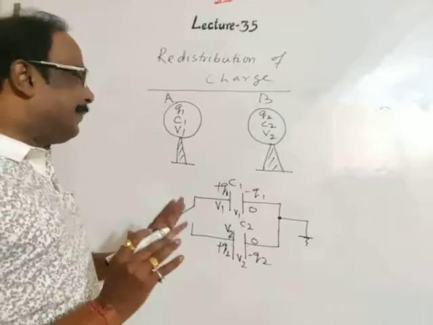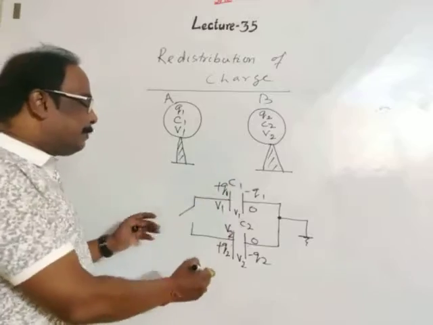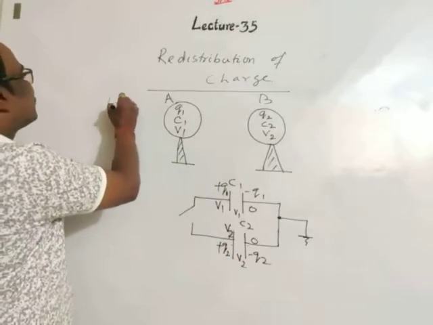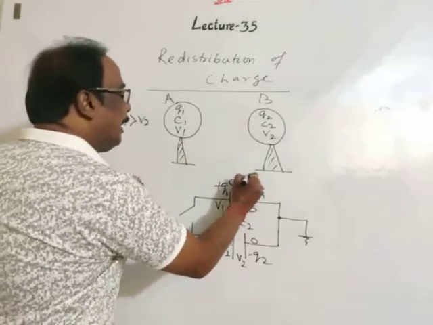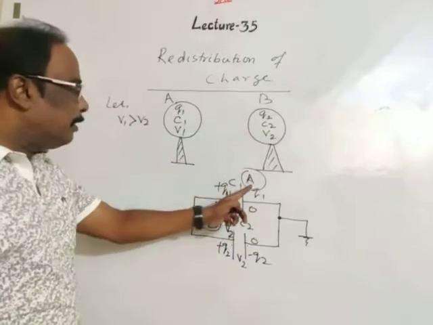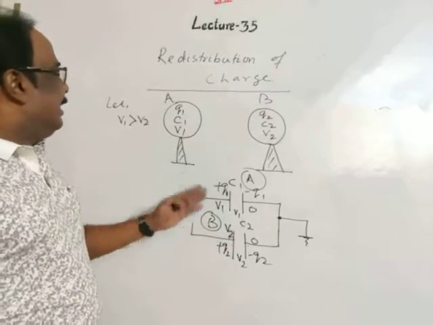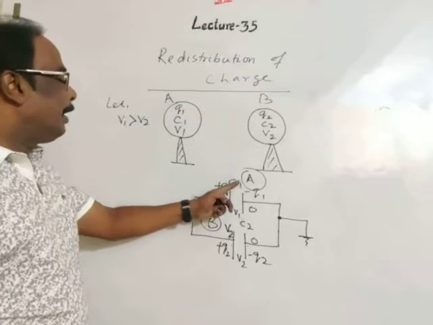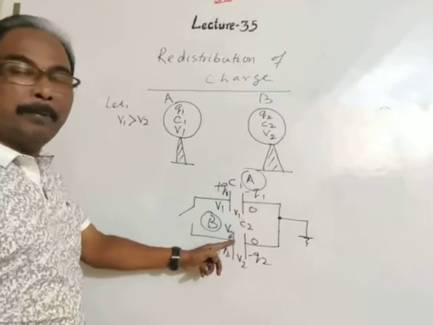Okay. So what will we now compare? In both cases, you may compare the similar cases. Let V1 be greater than V2. This is capacitor A. This is capacitor B. This is body A. This is body B. This is capacitor A. This is capacitor B. Okay. So the similar notations are taken: Q1, C1, V1, and Q2, C2, V2.